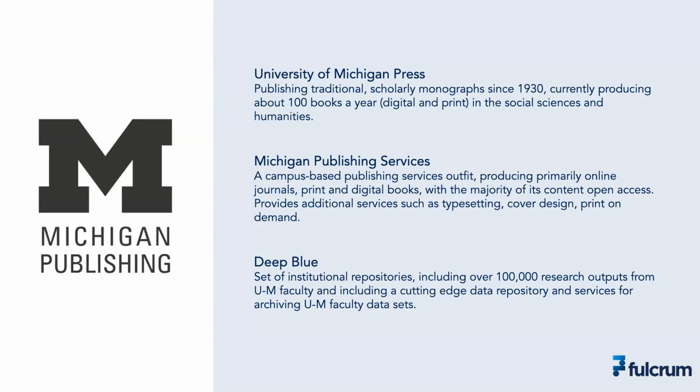We're really going to be focusing on University of Michigan Press specifically. But these other two units, publishing services, serve faculty and students here on campus. So it's a campus-based publishing services outfit, kind of like a lot of library publishers are. And then we also have Deep Blue, which is our set of institutional repositories that are part of Michigan Publishing. So it is our mission at Michigan Publishing to be an accessible organization. Each of these units are doing their own efforts around accessibility, but we're going to be just focusing on the press today.